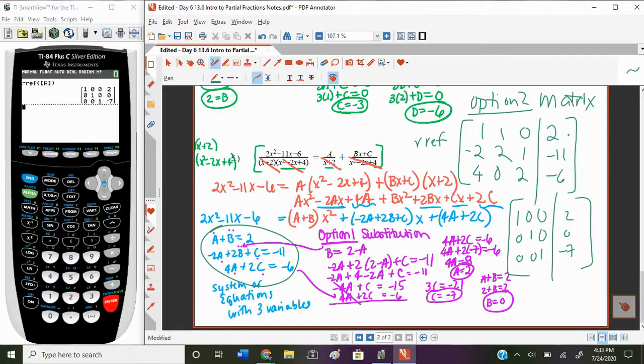So you still get the same answers of A equaling 2, B equaling 0, and C equaling negative 7. And that's just another way to do the problem.